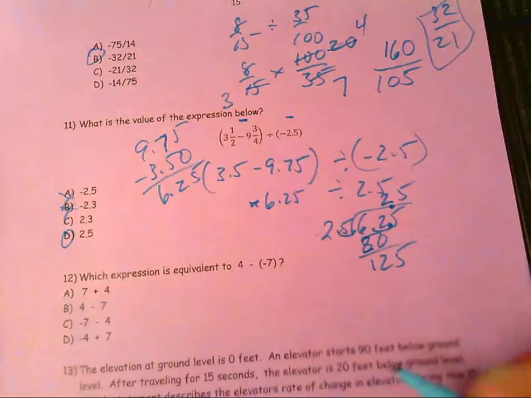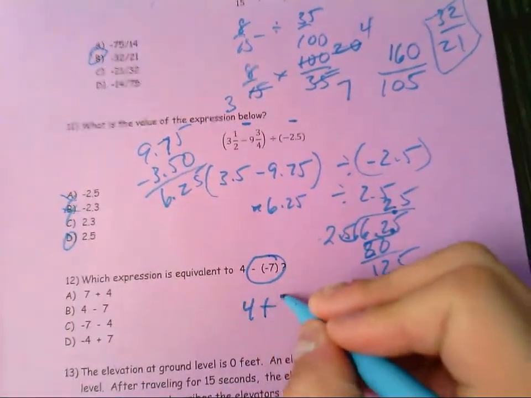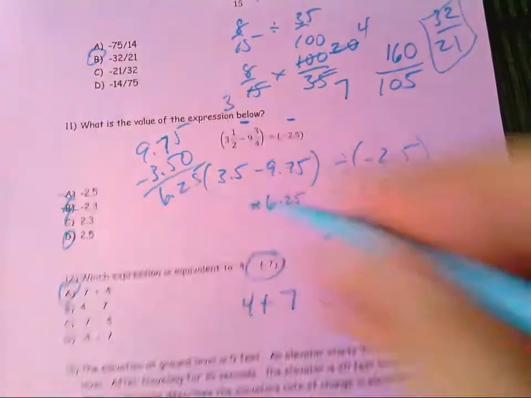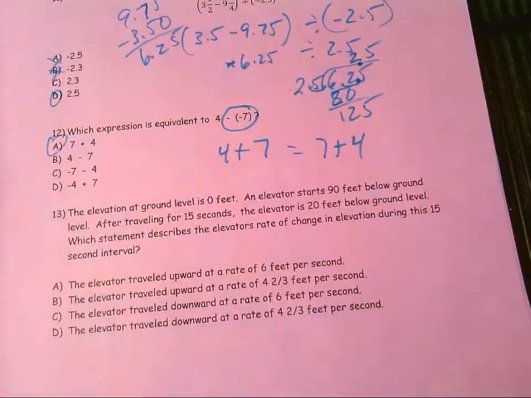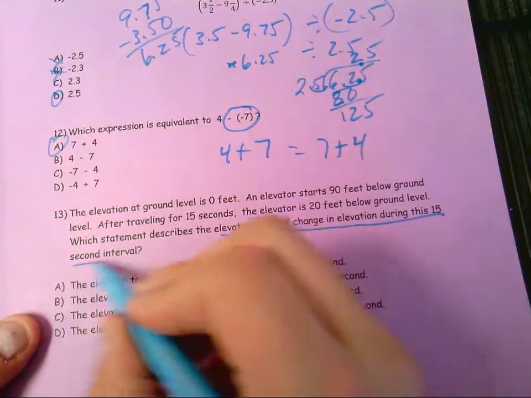Number 12 actually is with a calculator. So consider this as the double negative is really 4 plus 7, and it could be in either order because addition is commutative, so the answer is A. And then number 13, last one. Which statement describes the elevator's rate of change during this 15-second interval?